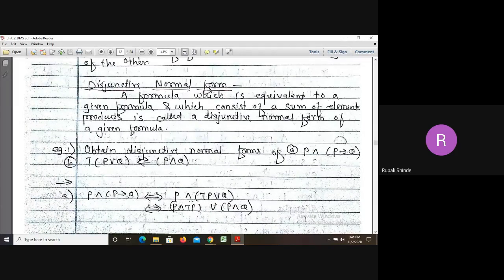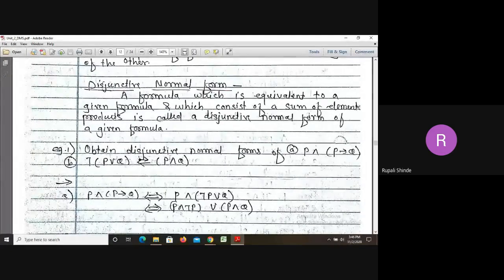Now P and (negation P or Q). Here we can apply the distributive law, that is (P and negation P), this is one bracket, or (P and Q), this is another bracket. Now check whether we got DNF form. Outside the bracket OR should be there, inside the bracket AND should be there. So AND means these are two elementary products.